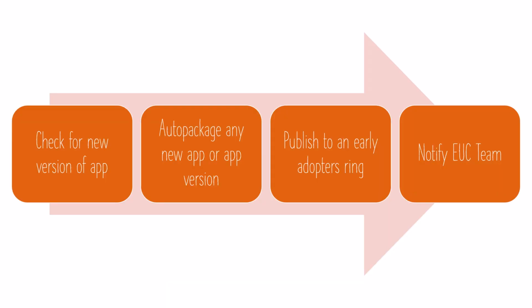So a quick summary of what my solution does. I have a script that checks to see if there's a new version of an application available. If a new version is available, it auto packages that version. It then publishes this version to an early adopters ring. So that kind of ring methodology that Microsoft uses for Windows updates, I'm applying that at the application level here too, and pushing to an early adopters group.